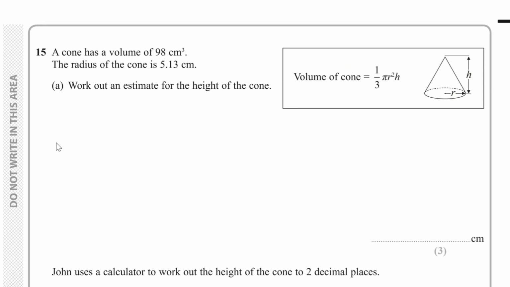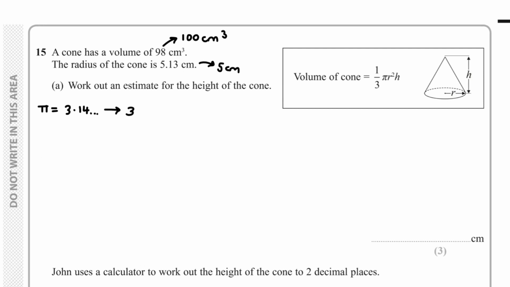Well, here we can round up the 98 to 100. So the cone we're saying has a volume of 100 centimeters cubed. The radius of the cone is 5.13. We can round this down to 5 centimeters. And the value of pi, which we know equals 3.14, etc., we can round this value to 3.